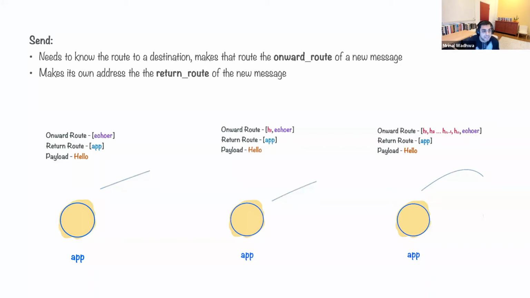When you send a message, the sender needs to know the route to the destination and makes that route the onward route of a new message. And it makes its own address the return route of the new message. The 3 little pictures are 3 cases we looked at earlier: if I'm sending just a message directly to an echoer, if I'm sending it via 1 hop, or if I'm sending it via n hops. This is the message I create. I know the onward route, and I insert my own address in the return route. So that's the sender.